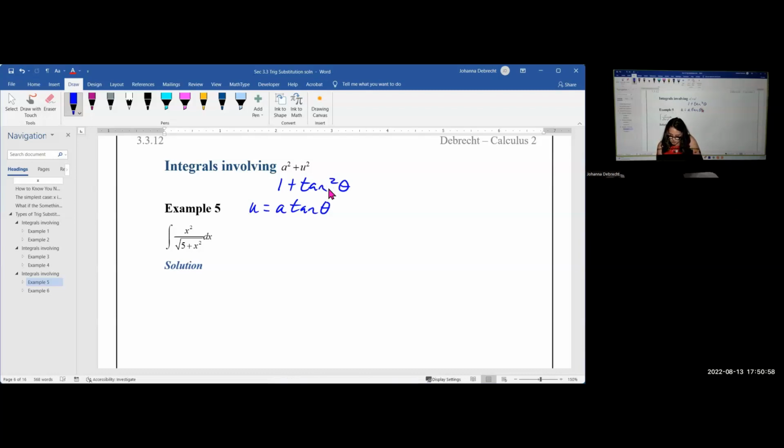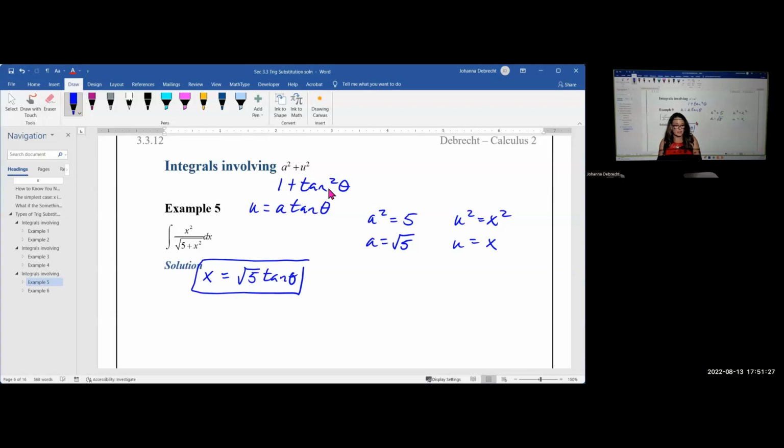So what do we want to do on this one? Well, I want to identify the different pieces. So I have a squared equals 5. So a is the square root of 5. And then I've got u squared equals x squared. So u is equal to x. So then I'm going to do my substitution, which is that u is equal to a tangent of theta. u is x. So I get square root of 5 tangent of theta. This is my substitution factor.